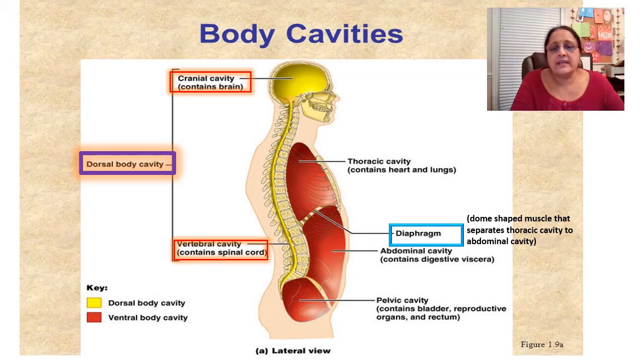So as we see, the thoracic cavity mainly contains the heart and lungs, and in the abdominal cavity the majority of the digestive visceral organs are there, and the pelvic cavity generally contains the bladder, reproductive organs, and the terminal parts of the digestive system.